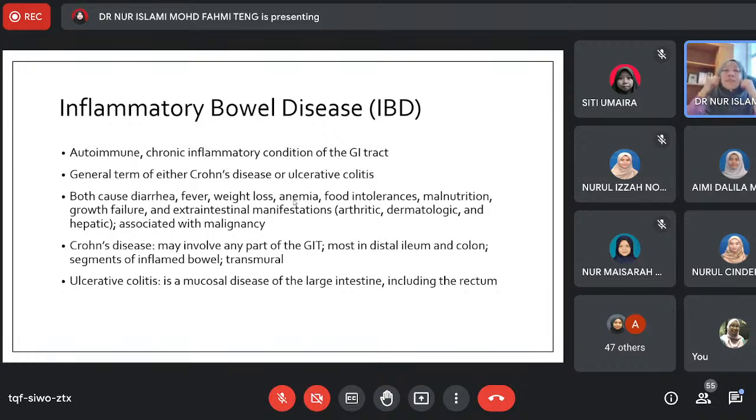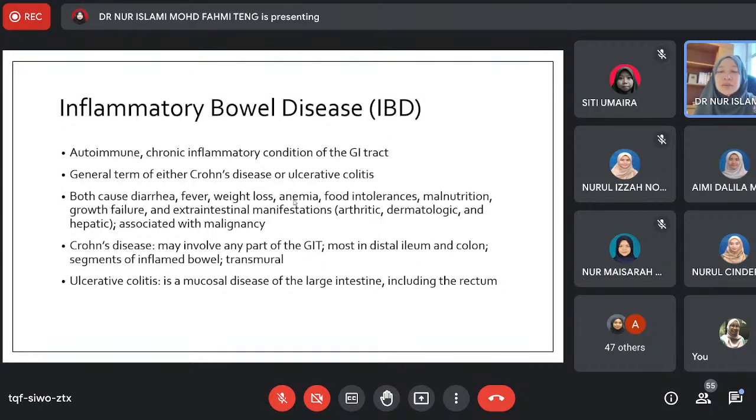Okay. Inflammatory bowel disease. Inflammatory bowel disease is an autoimmune chronic inflammatory condition of the GI tract. It is also the general term for either Crohn's disease or ulcerative colitis. Inflammatory bowel disease, IBD.